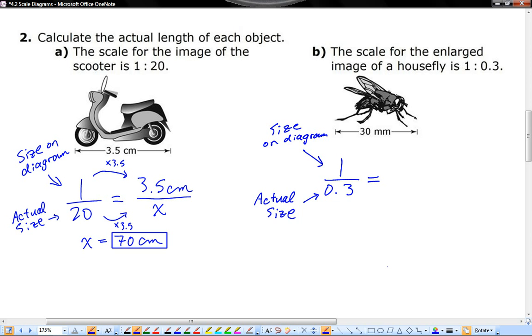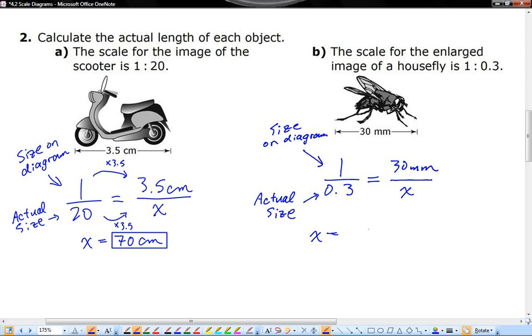A little bit different from the last one. The last one, the diagram was a reduction of an object that was bigger. This is an enlargement of an object that is smaller. So the size on the diagram is 30 millimeters long. We'd like to know what is the actual length of this housefly.